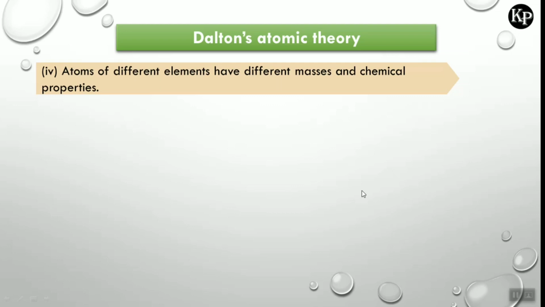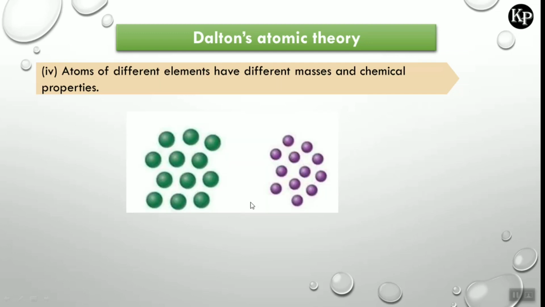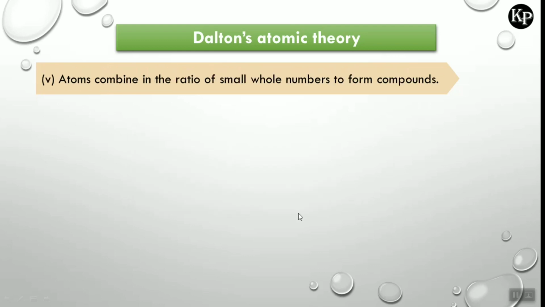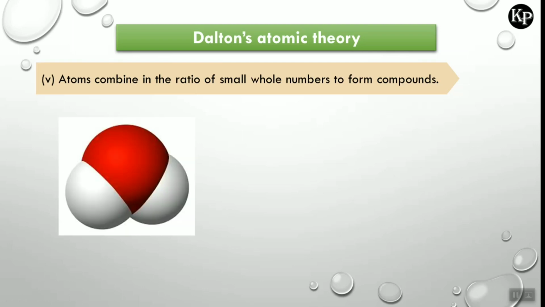But atoms of different elements have different masses as well as different chemical properties. You can see here these two are different atoms of different elements. So this atom has a different mass and this atom has a different mass, and the chemical properties are also different. Atoms combine in the ratio of small whole numbers to form a compound.